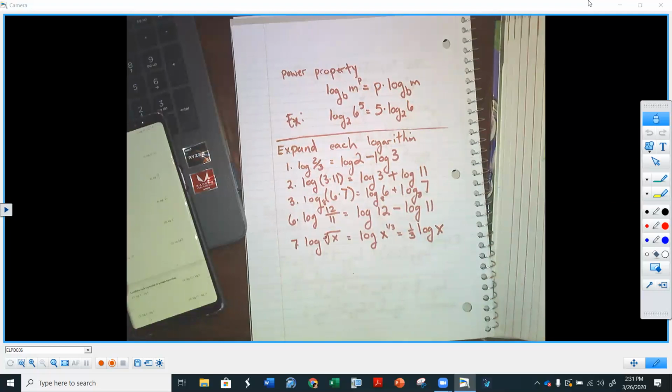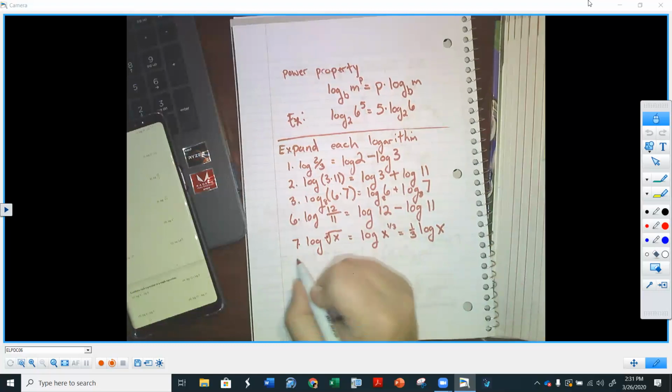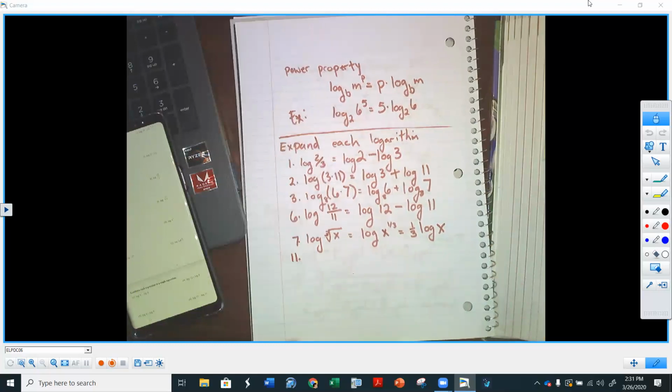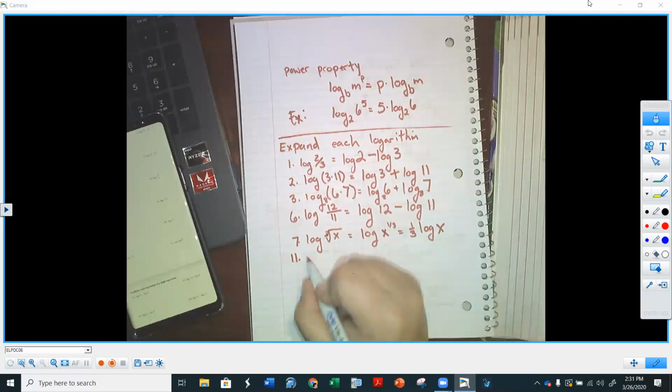Okay, let's do a combination of some of all of these together. This is number 11 on this random worksheet I'm working on. You don't have to worry about what this worksheet is. I'm just using it for example problems because your book doesn't have a good amount of them.